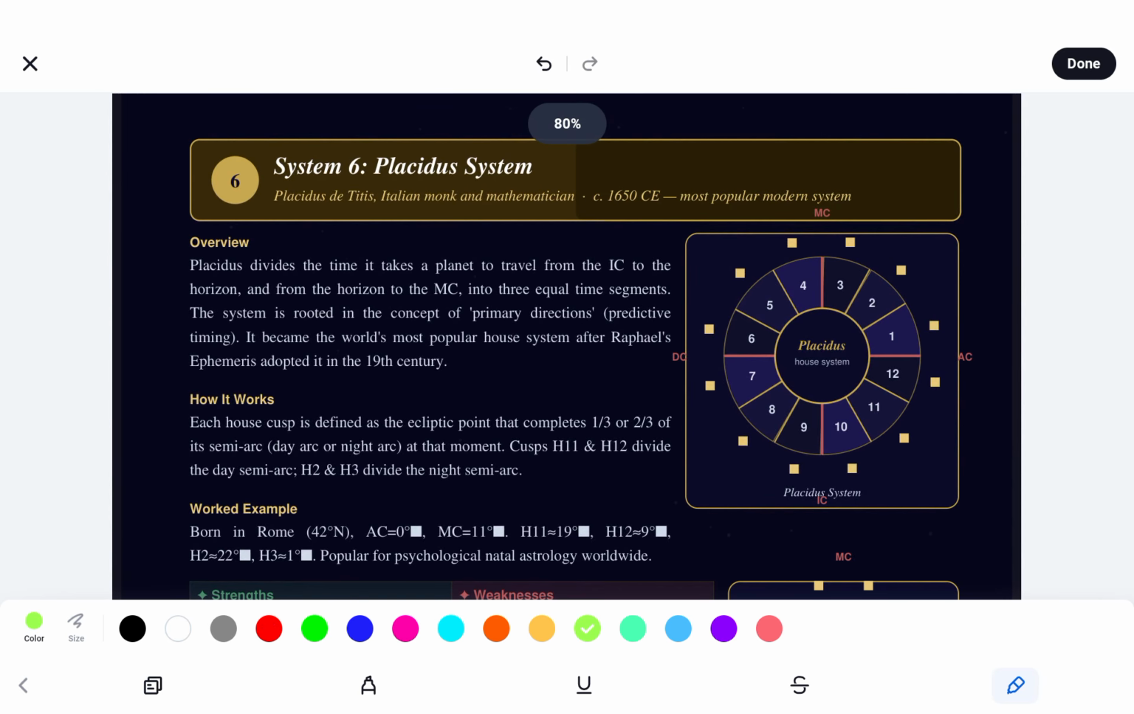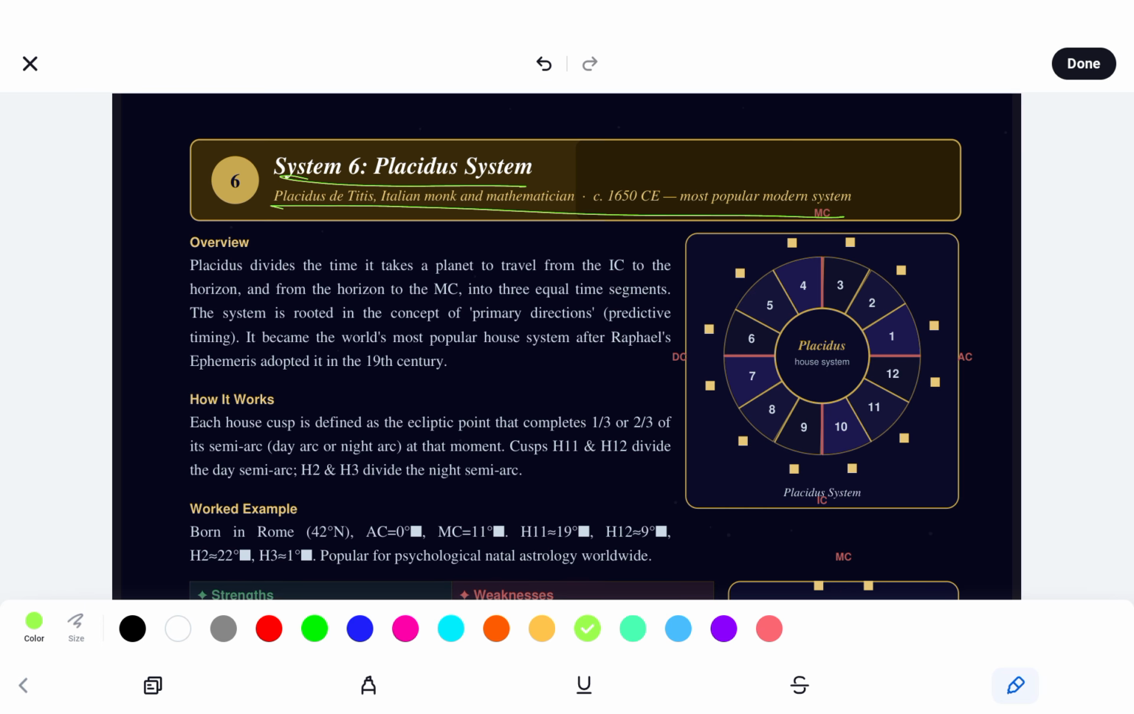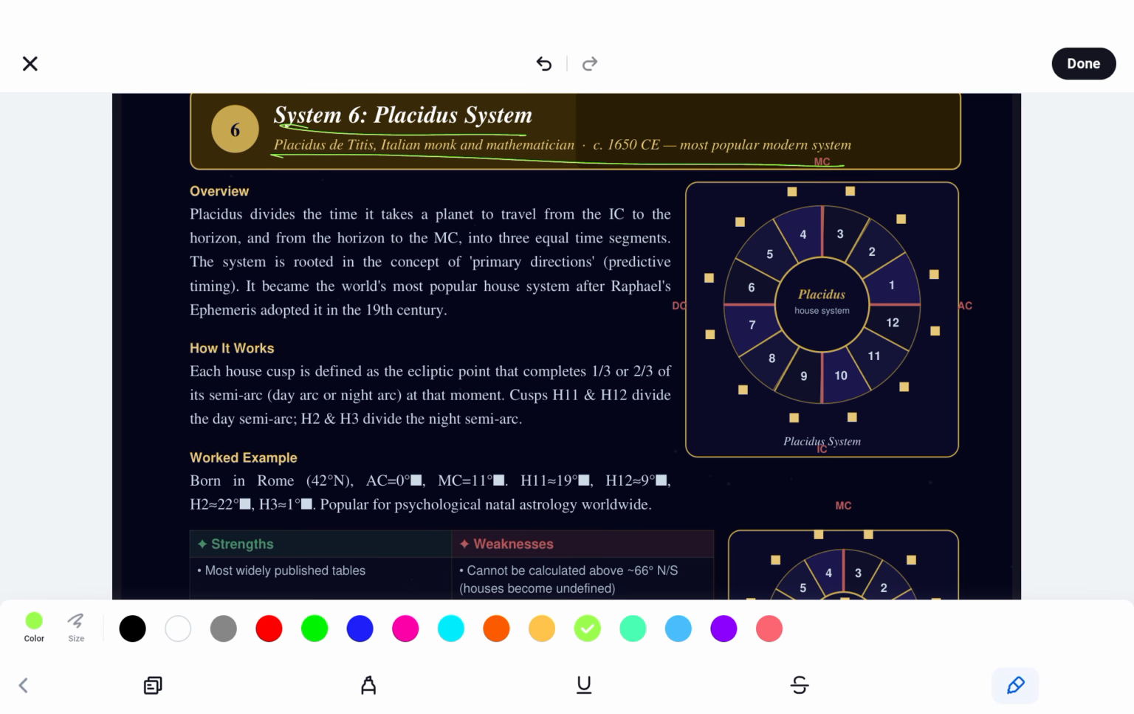So here is System 6, the Placidus system. Placidus de Titis, Italian monk and mathematician. It's the most popular modern system.